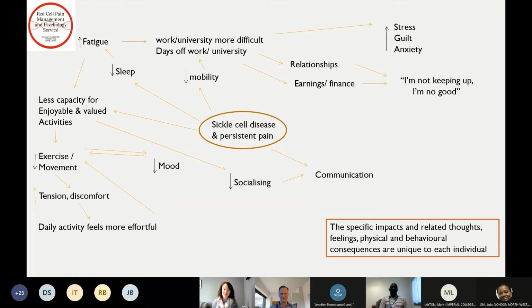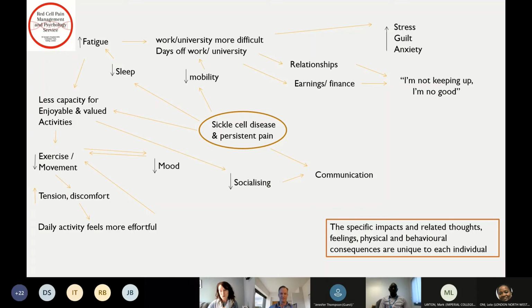So in our interactions with people living with sickle cell disease and pain, we'll start to try and build a picture of how persistent pain is impacting on the various aspects of their life and the interactions between those different aspects. And the illustration that I'm going to bring up is really quite oversimplified, and often these interactions are much more complex, and there's a lot of levels, as Jennifer really helpfully described, a lot of levels to the impact that pain might have.